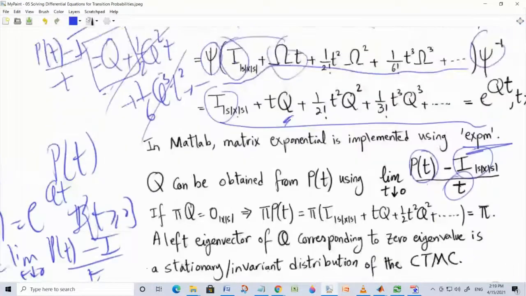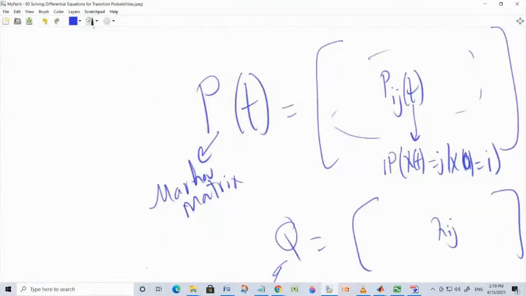Now, P of t is, I emphasize, a Markov matrix, which means that it is like a transition probability matrix. It is like a power of the transition probability matrix in the discrete time case. It has an eigenvalue of 1, stuff like this. Is there a left eigenvector for P of t? Well, there is a guaranteed left eigenvector if the number of states is finite. So these things can be said about P of t.